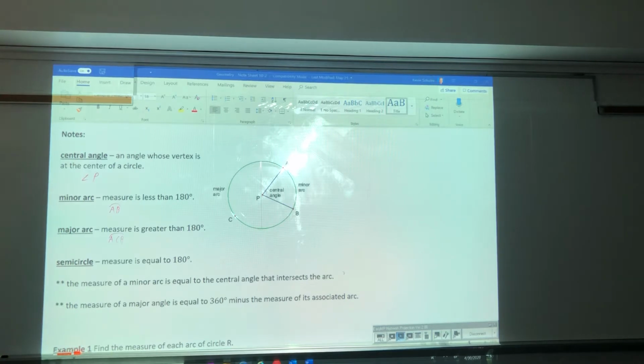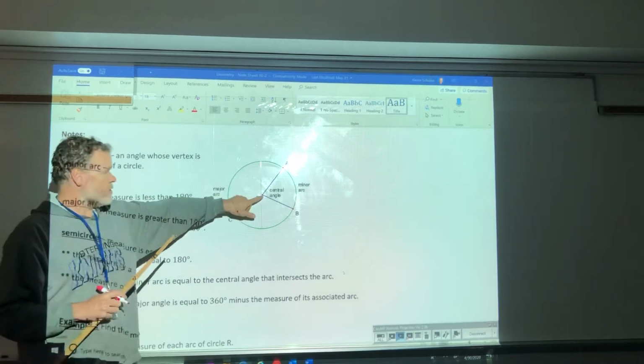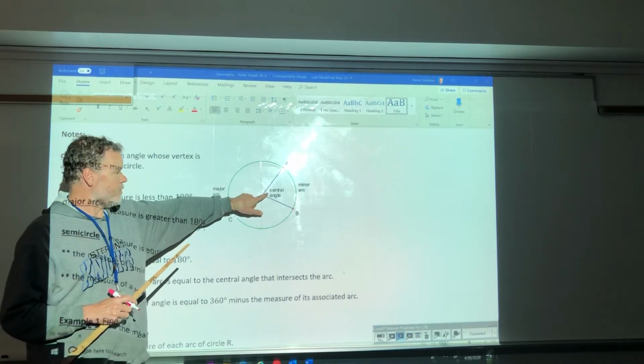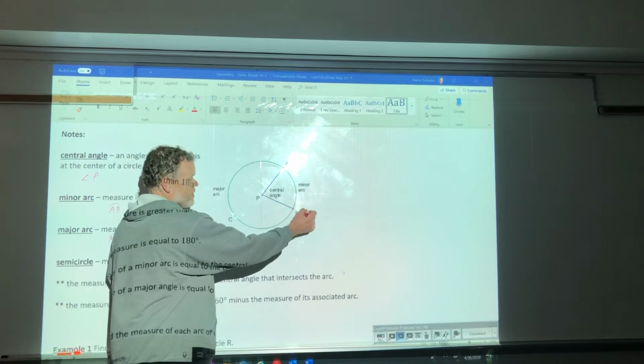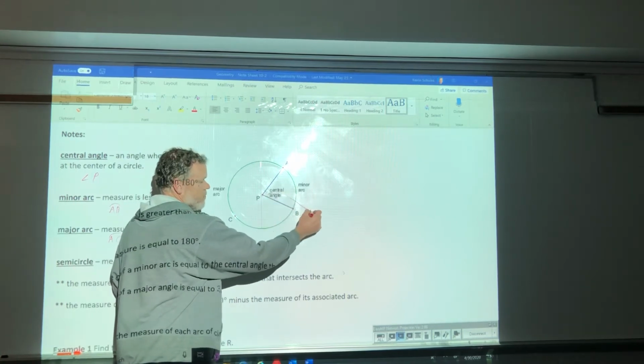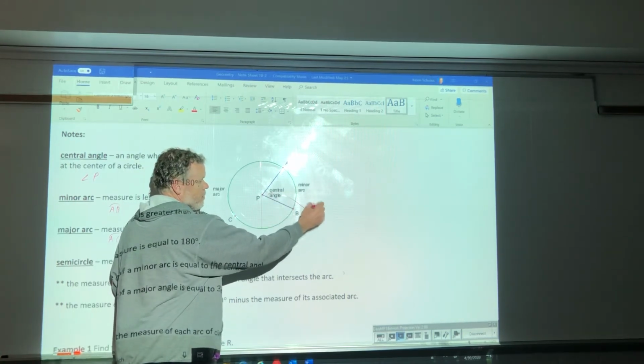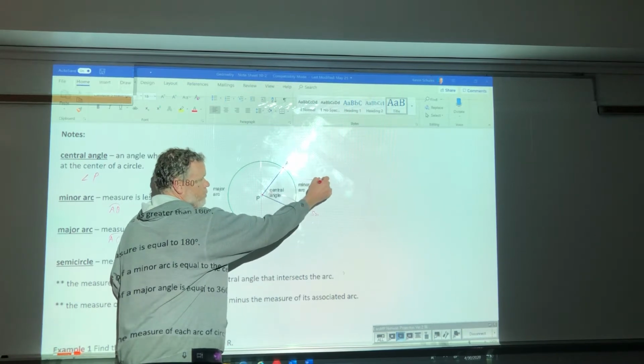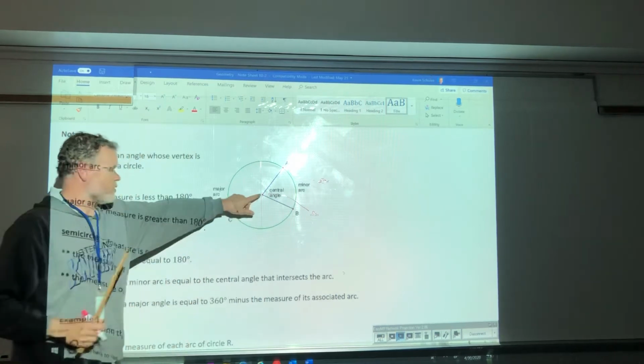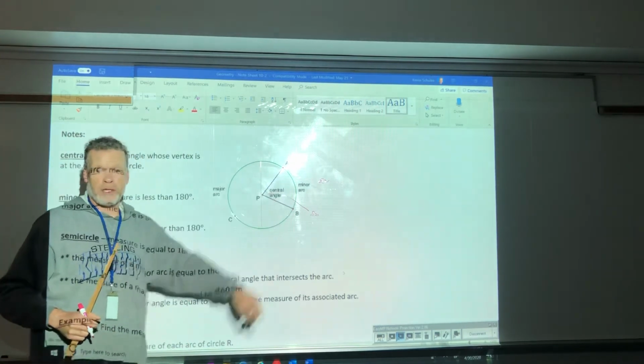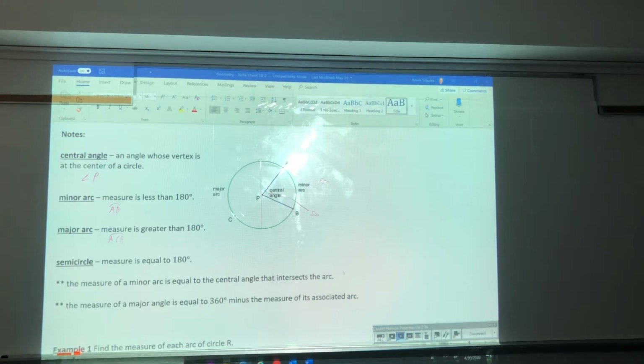The measure, again, a couple things to note here. The measure of a minor arc is going to be equal to the central angle that intersects the arc. So, say if this angle right here was 80 degrees, this arc would also be equal to 80 degrees. So whatever your central angle is, that's what your arc is going to be, degree-wise.